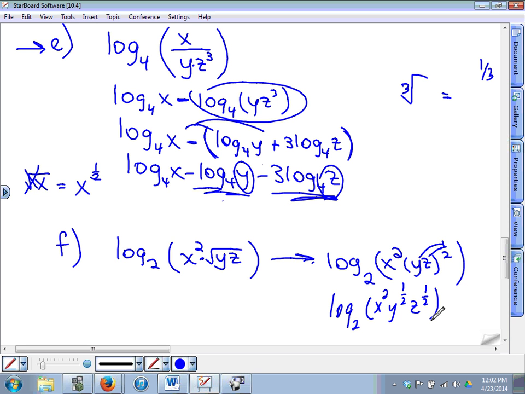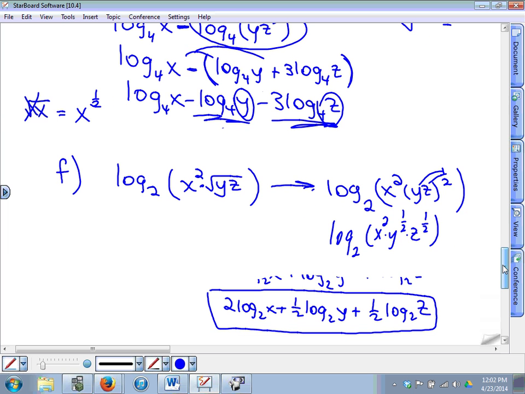x squared. And now, since there's a multiply between, what expands all of those? Addition. And then once you've done that, where do all of these exponents go? To the front. So the answer is going to be 2 log base 2 of x plus 1/2 log base 2 of y plus 1/2 log base 2 of z.